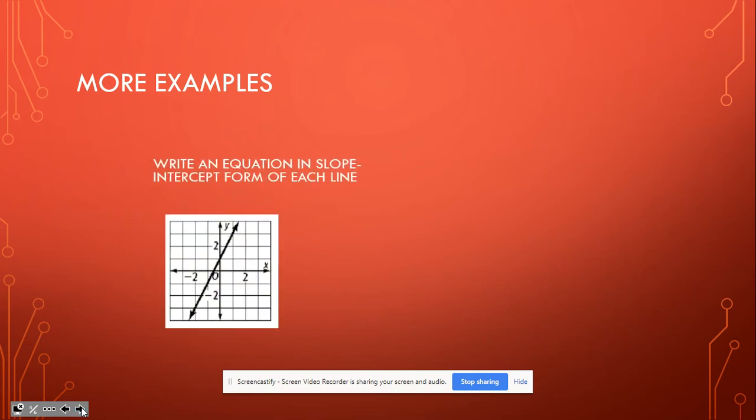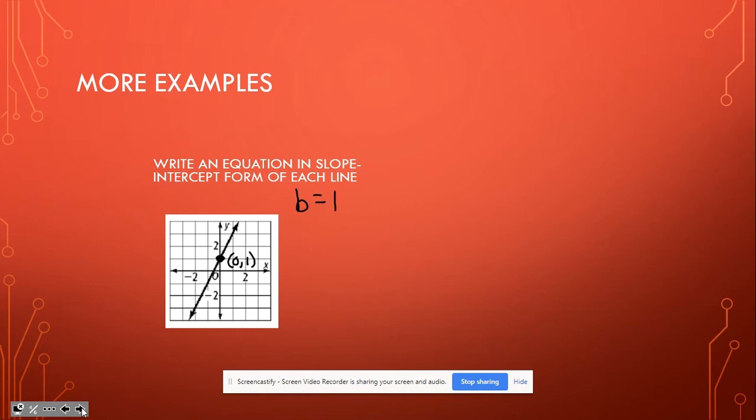Here's some more examples. Let's write an equation in slope-intercept form of the line below. Pause the video at this point to give yourself a chance to try it on your own. So what we need to look for with slope-intercept form is the slope and the y-intercept. The easy one to find is the y-intercept. It's where it crosses the y-axis. Right here, where I'm marking a dot, is your y-intercept. That's at the point 0, 1. That would mean my b is equal to 1.